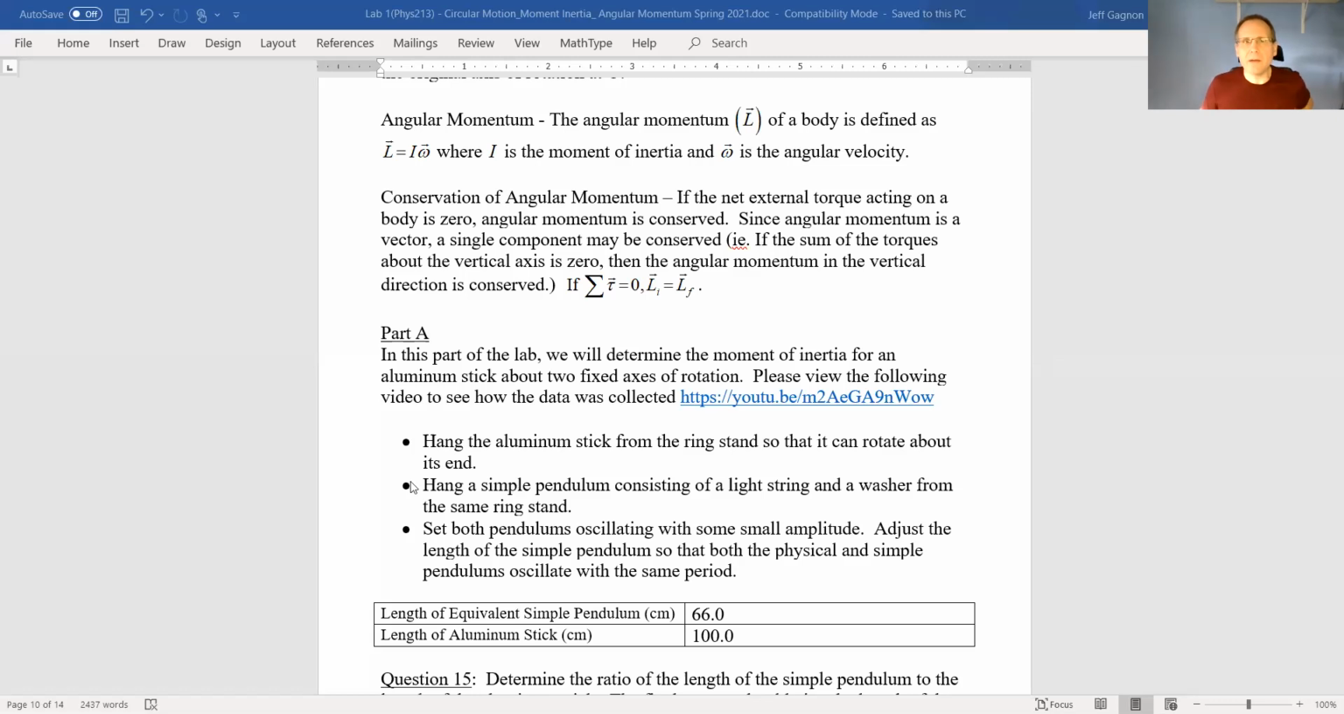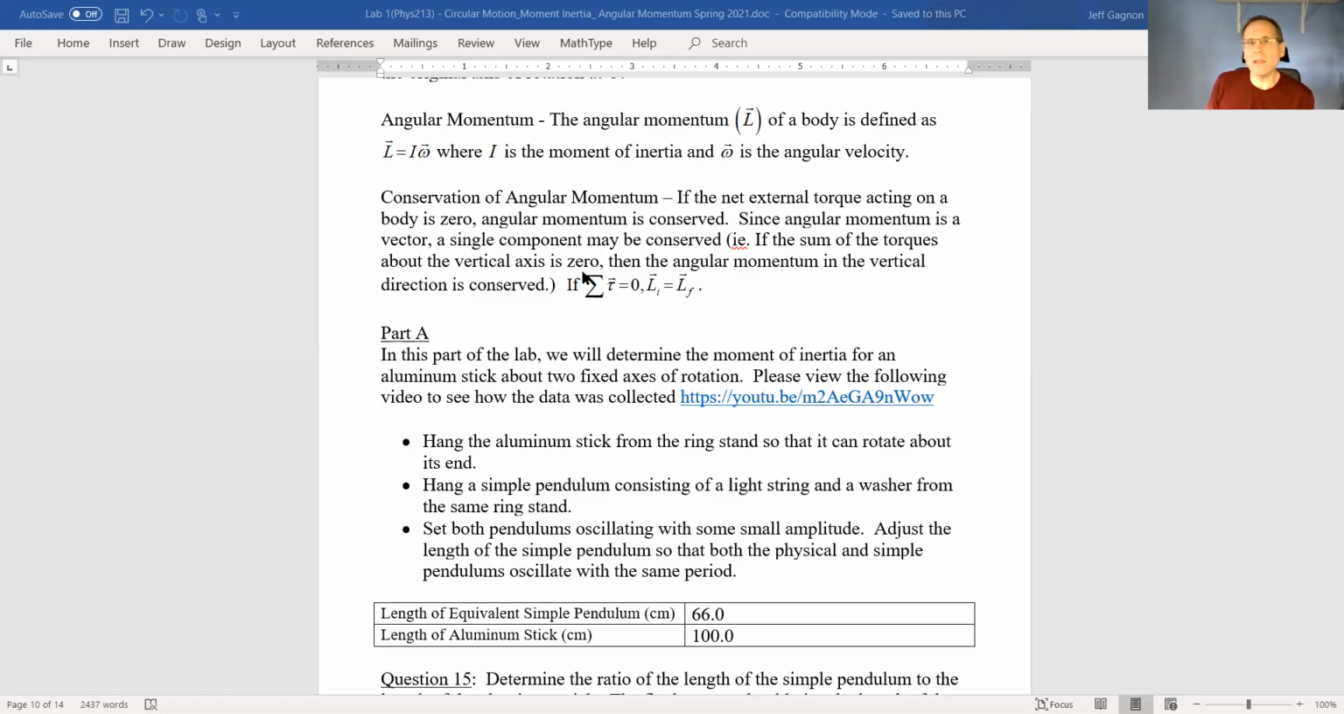Okay, so on the iPad, I defined angular momentum. Remember, angular momentum, L, is I times omega. Then we drew an analogy between conservation of linear momentum and conservation of angular momentum. And we said that for angular momentum, if the sum of the torques is 0, then the angular momentum is conserved. L initial is equal to L final.